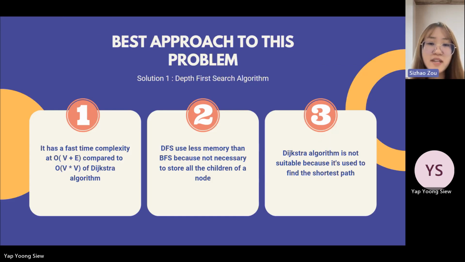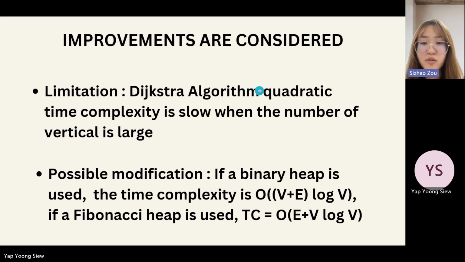Then we decide the DFS algorithm is the best solution because it has the fast time complexity at O(V plus E) compared to the O(V times V) of the Dijkstra algorithm. And the DFS algorithm uses less memory than the BFS because it's not necessary to store all the children of the node. And then we did a little bit of improvements that we considered.